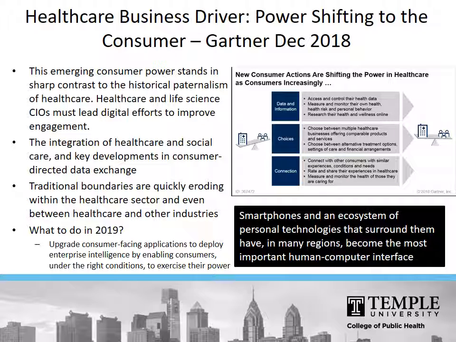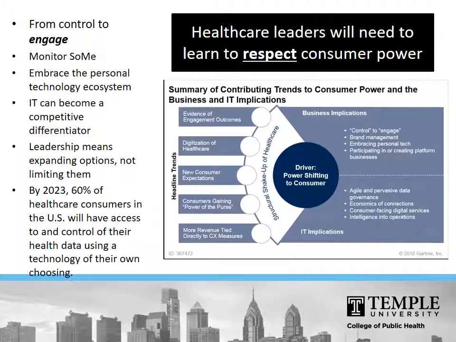Smartphones and an ecosystem of personal technologies that surround them have, in many regions, become the most important human-computer interface. Healthcare leaders will need to learn to respect that consumer power that's happening. And in this graphic, you can see the summary of contributing trends to consumer power and the business and IT implications. So over on the trend side, we have evidence of engagement outcomes.